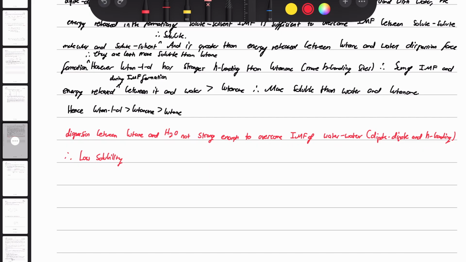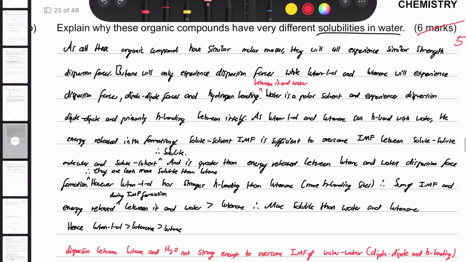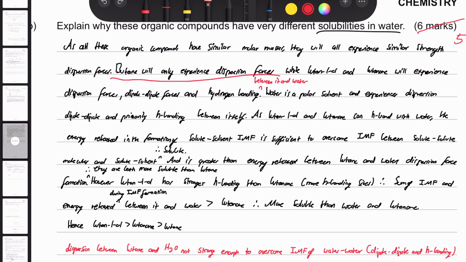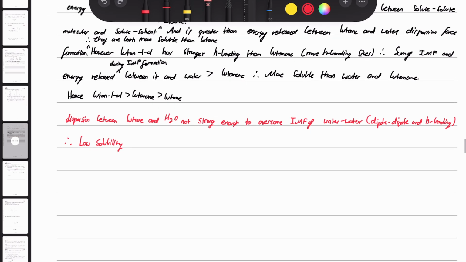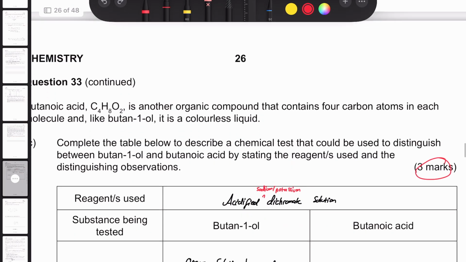I think I talked about it only having dispersion forces. Yeah, butane will only experience dispersion forces, but I didn't talk about what that leads to. And it leads to the dispersion between butane and water being not strong enough to overcome the intermolecular forces of water-water, which has dipole and hydrogen bonding, so then it has low solubility.